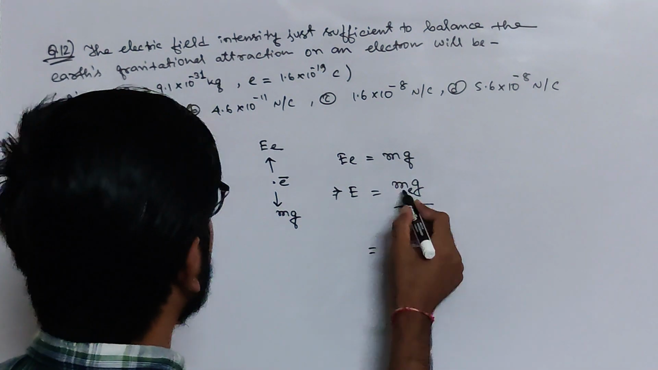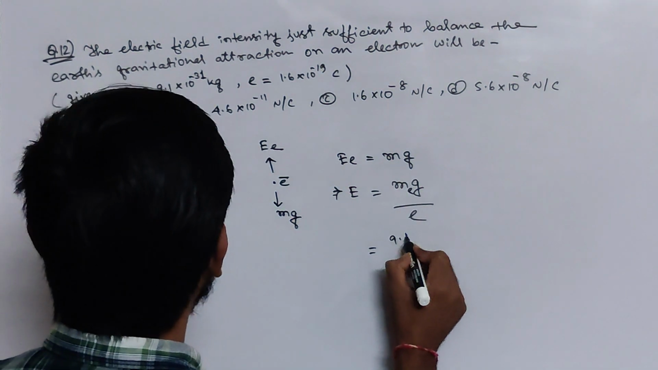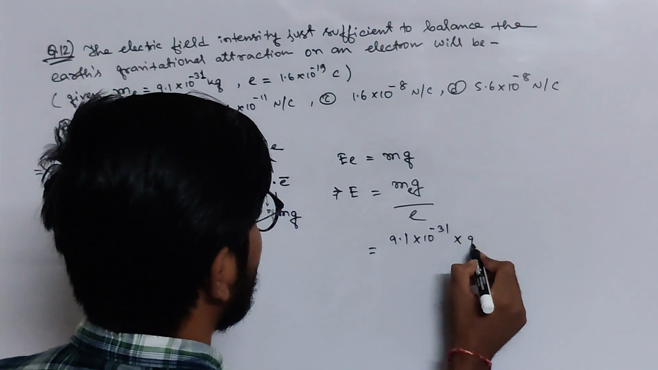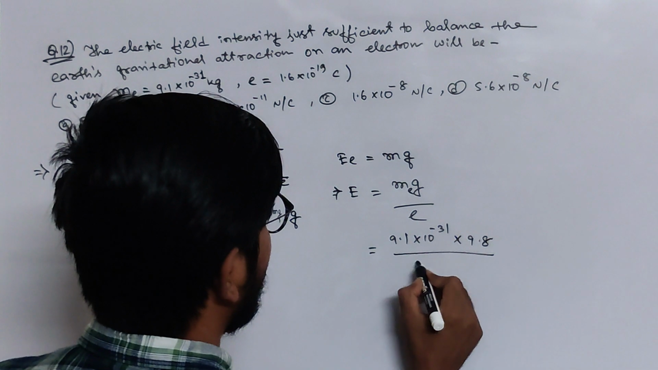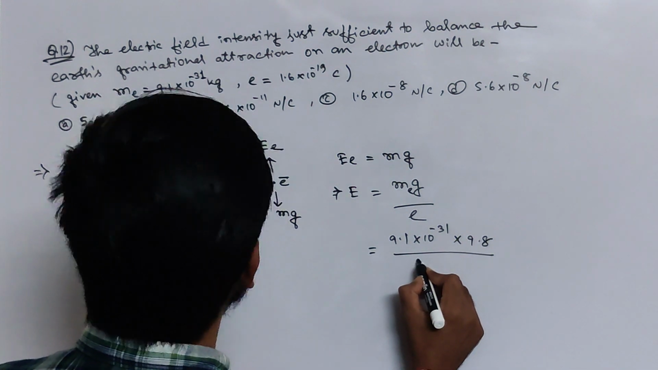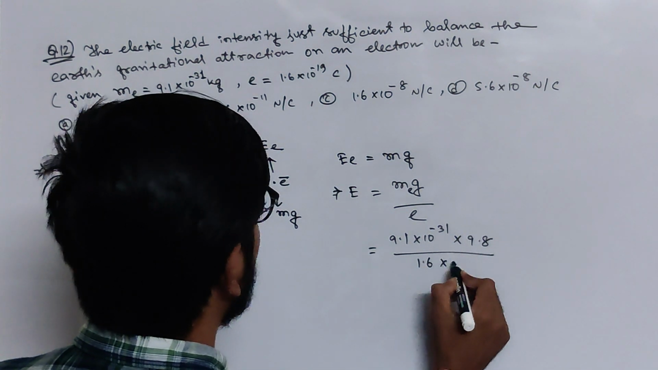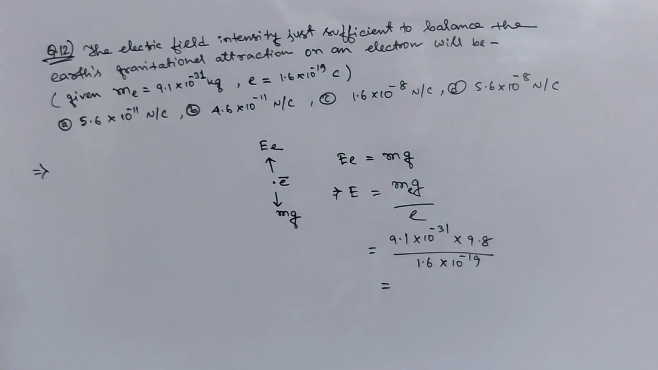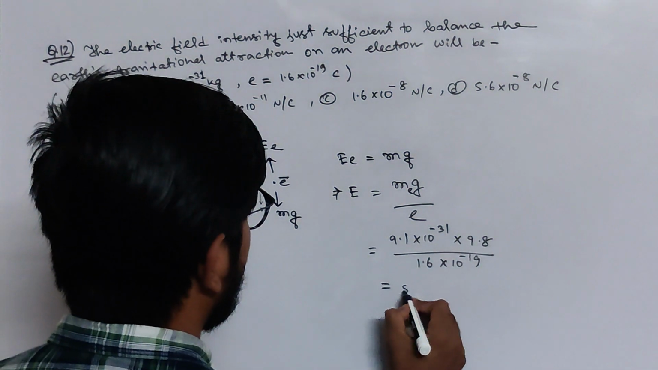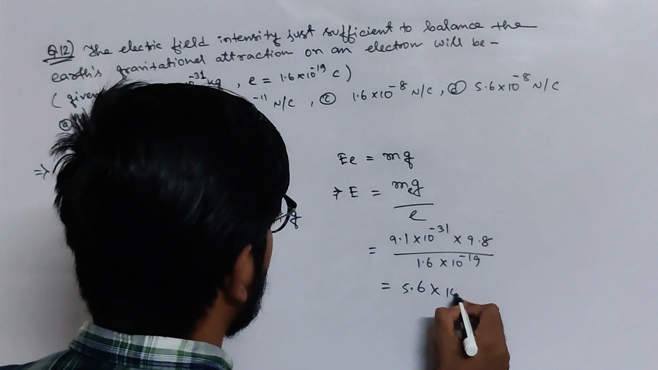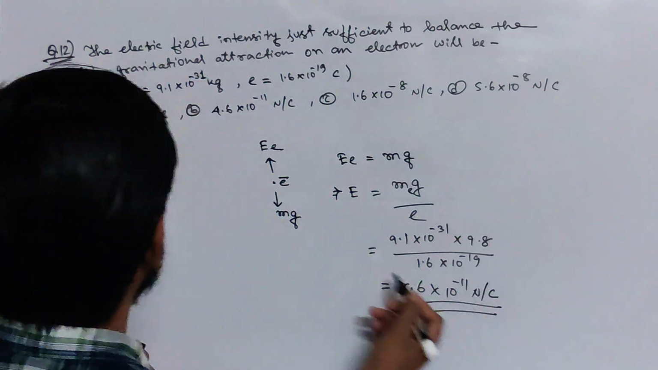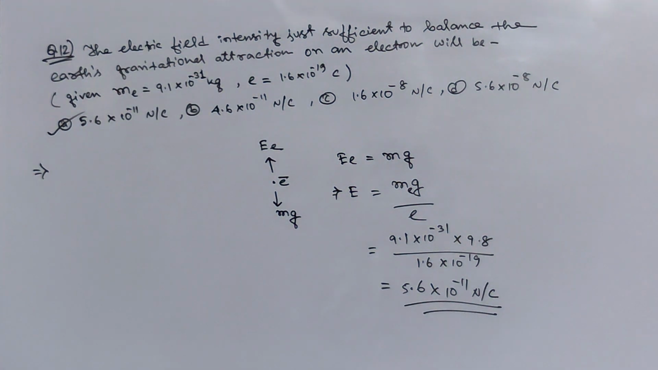Then just put the values. Mass of electron is 9.1 × 10^-31, g is let's say 9.8, and the charge of electron is 1.6 × 10^-19. If you solve it, I have solved it, the answer is 5.6 × 10^-11 Newton per Coulomb. So option A is the correct option.